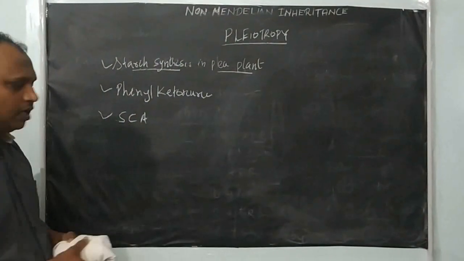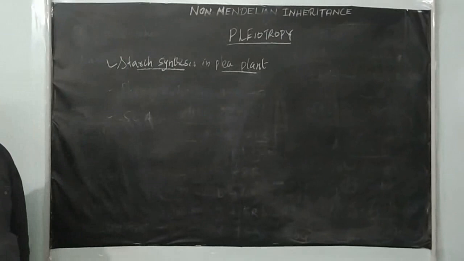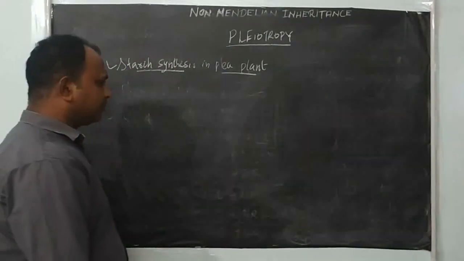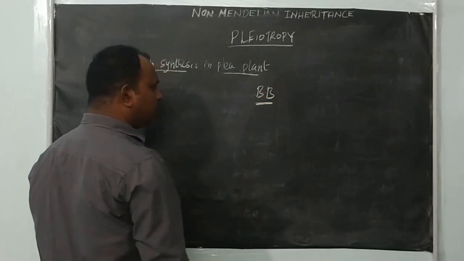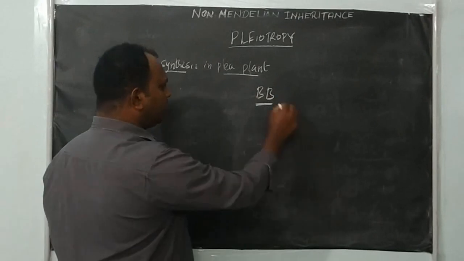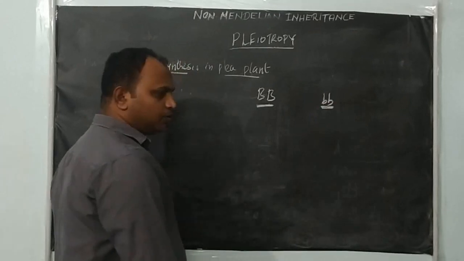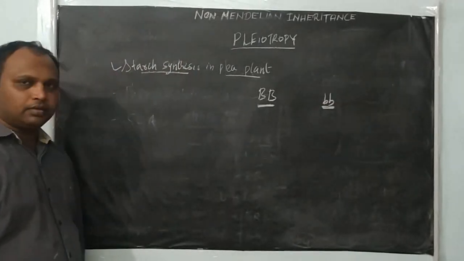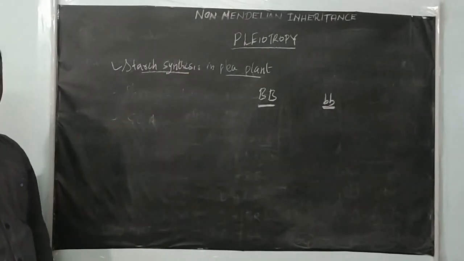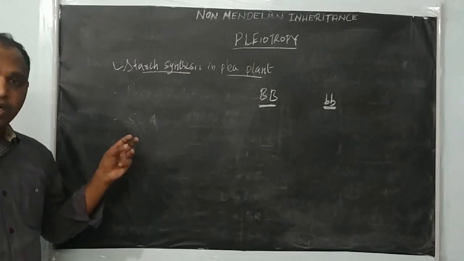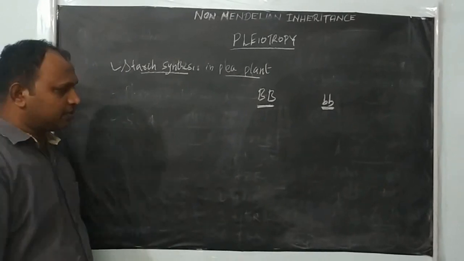Okay, so here we will discuss starch synthesis in pea plant. Actually, starch synthesis in pea plant is controlled by two alleles. The gene is BB. Here the dominant allele is capital B, and the recessive allele is small b. The product of this gene is responsible for the synthesis of starch in pea plant. So depending on the dominant or recessive allele, the amount of starch produced in the seed of the pea plant varies, right? Pea seeds, right?